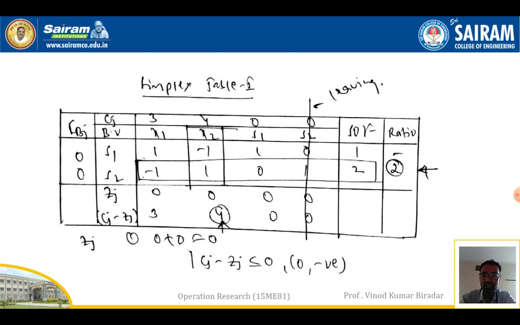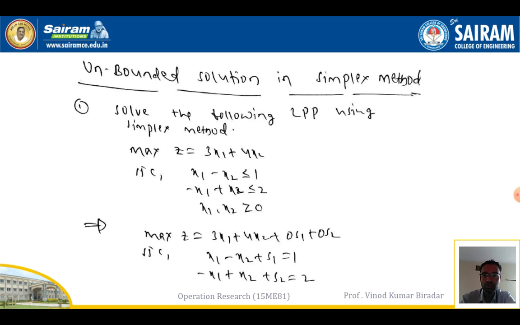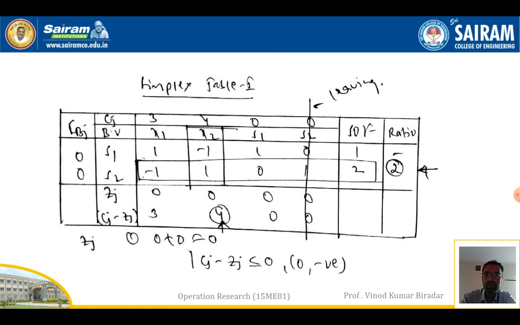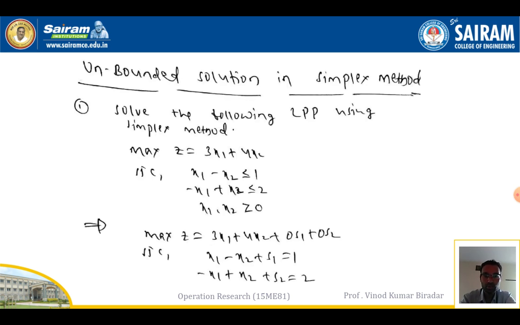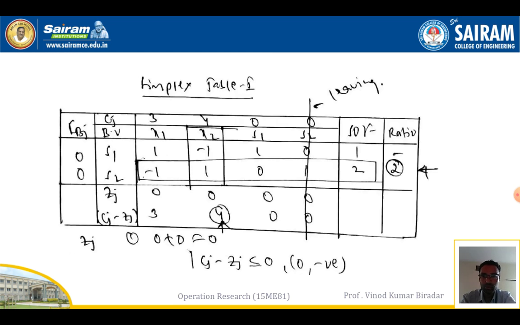Next, in the top row, cj means the coefficients of the variables. For x1 the coefficient is 3, for x2 it is 4, then 0, 0. On top you write 3 4 0 0. That side is the slack variables. How many slack variables are added here? s1 and s2, and their coefficients, 0 and 0, you write in the CBj column.